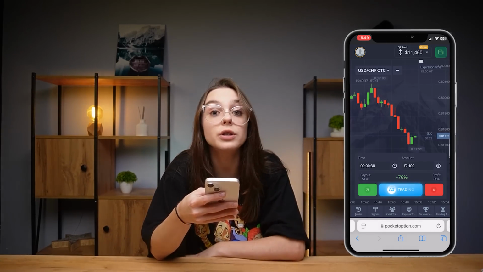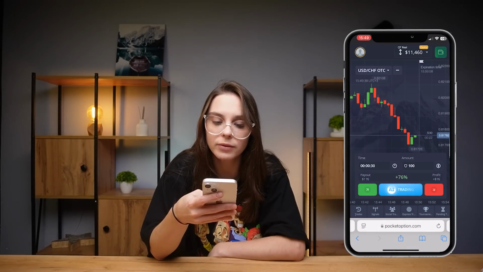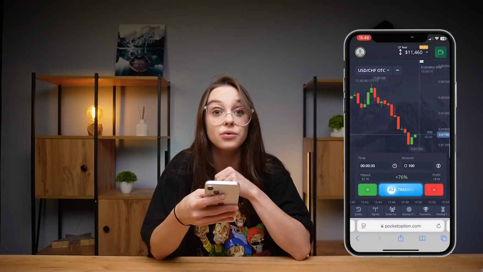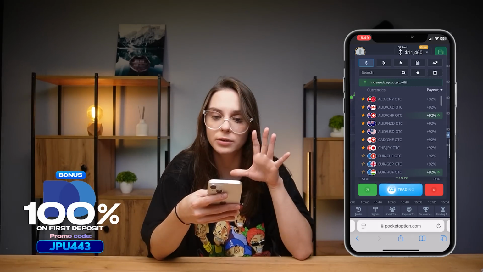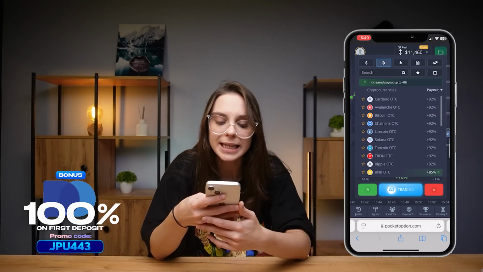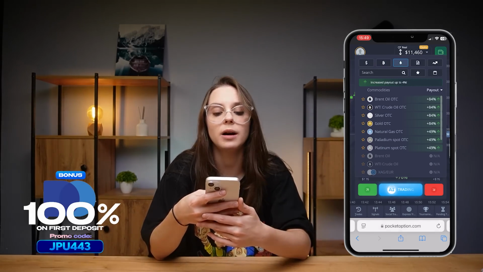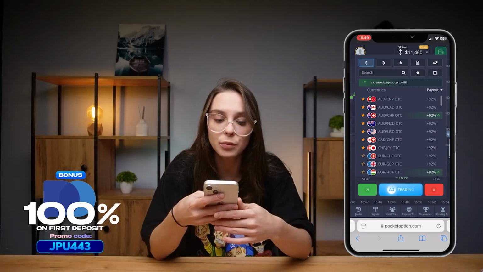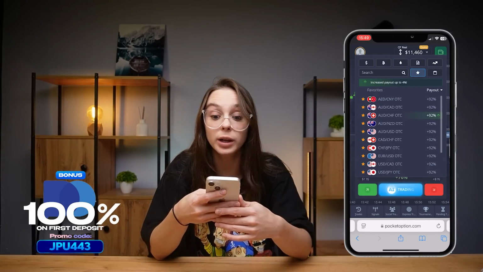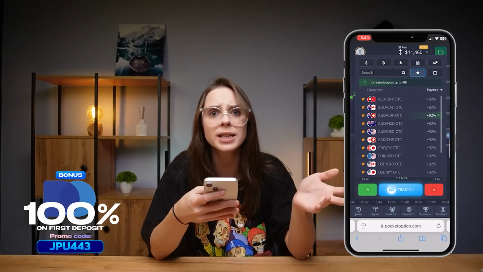So we trade on currency pairs. As always, in the lower left corner you see trades. There are open trades when you open a deal. Everything is visible there. The balance is $11,500. We trade on currency pairs. As I said earlier, you can also trade on cryptocurrencies, different stocks, and so on.